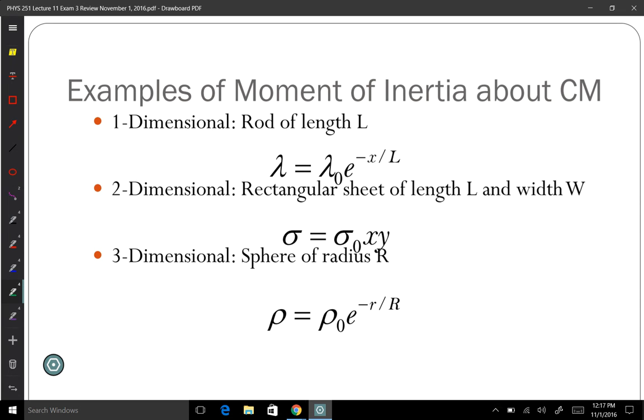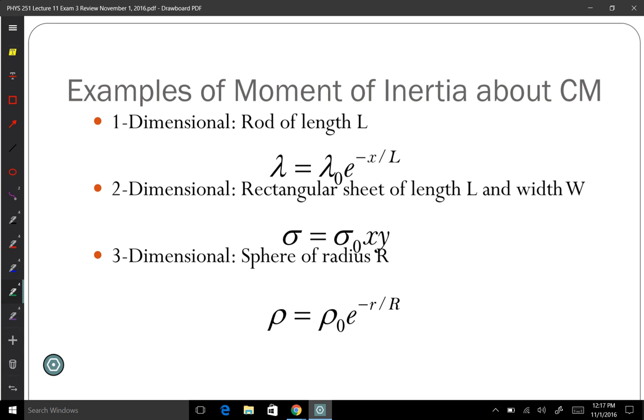Well, how do you find the moment of inertia? You need that r perpendicular. For the one-dimensional case, if we're doing it about the center of mass, I wasn't very specific. I could be doing it down the axis or some other angle. What I meant was the axis that's perpendicular to the rod. I should have been more clear. So my r perpendicular is going to be x, if I put x equals 0 at the center of the rod.